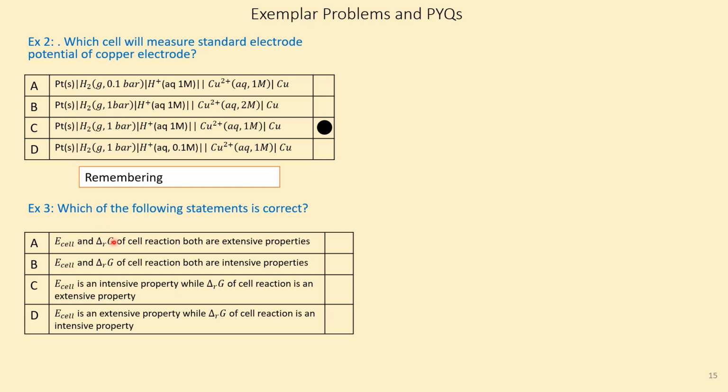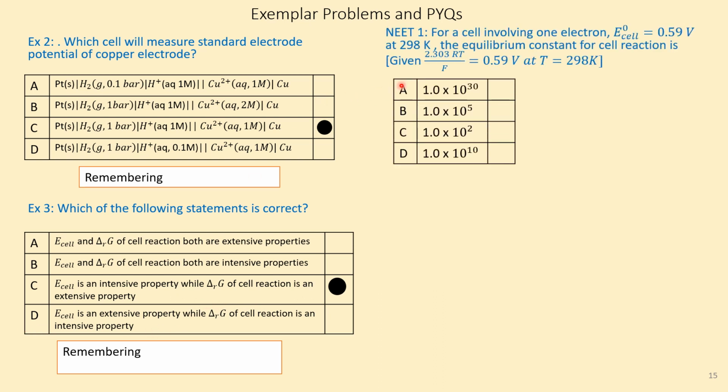Which of the following statements is correct? Please read all the 4 options. Option A, E cell and delta rG of the reaction are both extensive properties. Option B, E cell and delta rG of the cell reaction are both intensive properties. Option C, E cell is an intensive property while delta rG of the cell reaction is an extensive property. Option D, E cell is an extensive property while delta rG of the cell reaction is an intensive property. You have to remember and mark the correct answer as C, that is, E cell is an intensive property while delta rG of the cell reaction is an extensive property.